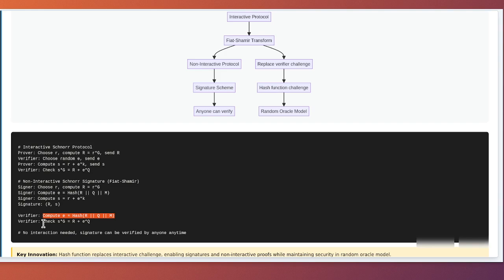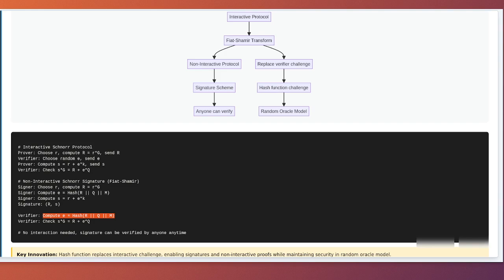The security relies on the hash function behaving like a random oracle, meaning its outputs are unpredictable and uniformly distributed. In the random oracle model, where hash functions are idealized as truly random, the Fiat-Shamir transform preserves the security properties of the interactive protocol. The resulting non-interactive proof has the same soundness and zero-knowledge properties as the interactive version.